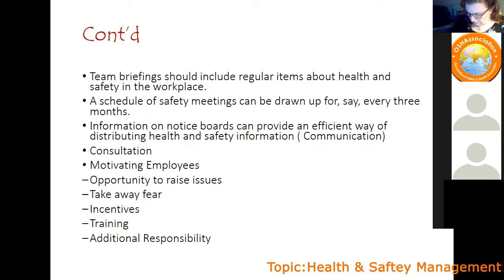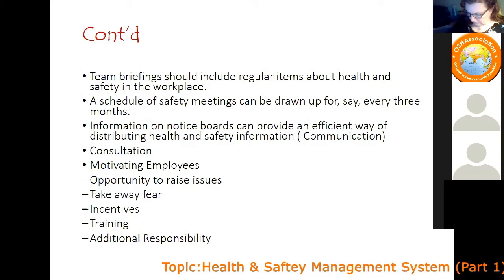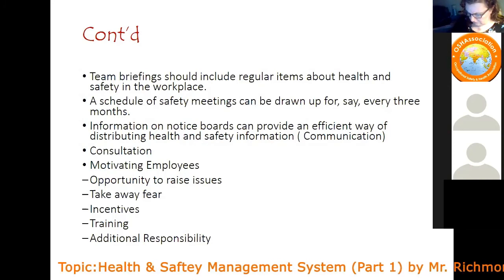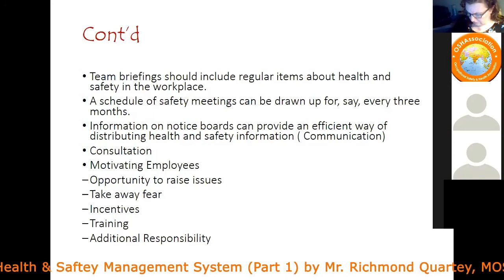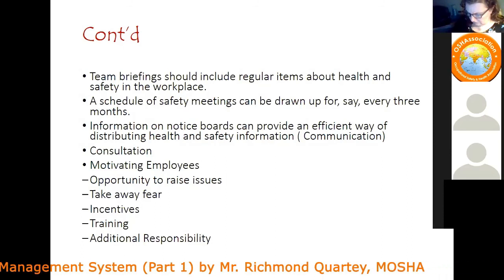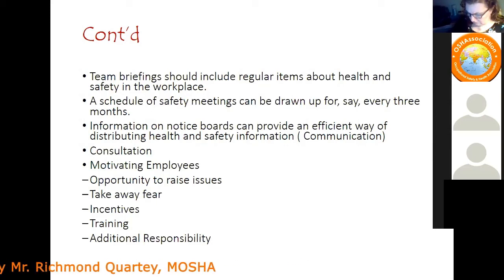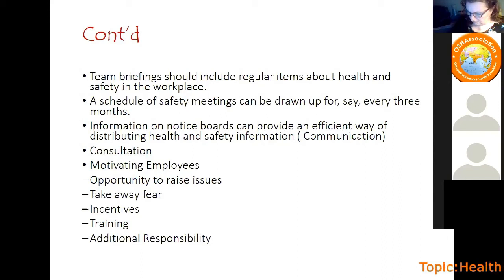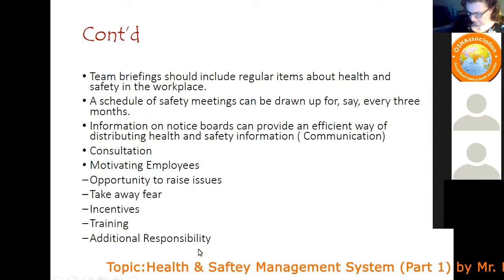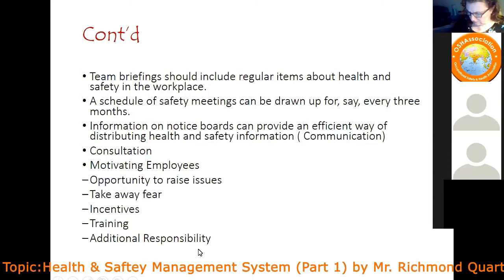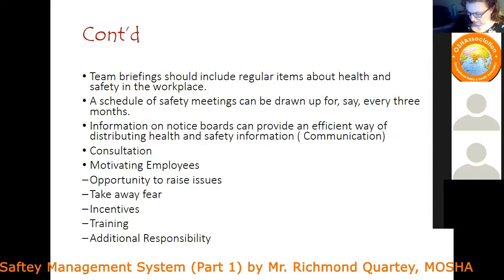That is why sometimes I encourage companies to bring in third-party auditors to come and audit your safety unit and safety department, to even know what they are doing there. That will help the management to know their level of output, and the external partner or evaluator will be able to give them appropriate reports. The level of compliance and the nature of management of their safety persons is very, very important. So motivating employees, opportunity to raise issues, taking away fears, incentives, trainings, additional responsibilities: these are things you have to discuss in the safety meetings.